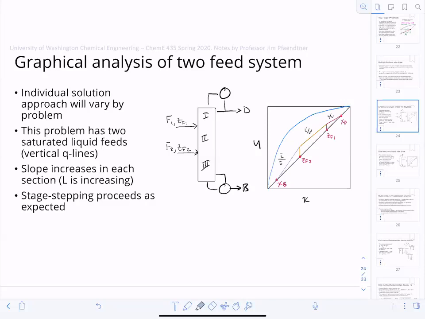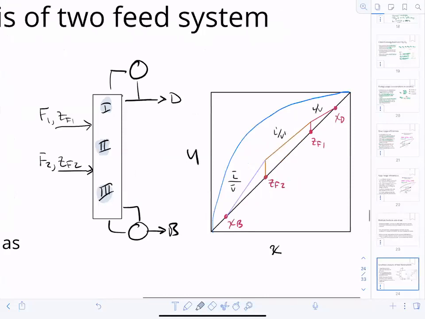And this is just a block flow diagram that I drew, and I labeled these three zones, one, two, and three. So we have the upper rectifying section, we have a lower stripping section, and this one doesn't have a name anymore because it's in the middle. So depending on what we were doing, we may call that an upper rectifying or a lower stripping section, I don't know. But let's say, for the sake of discussion, that these are two saturated liquid feeds. It'll make this concept easier to get through.